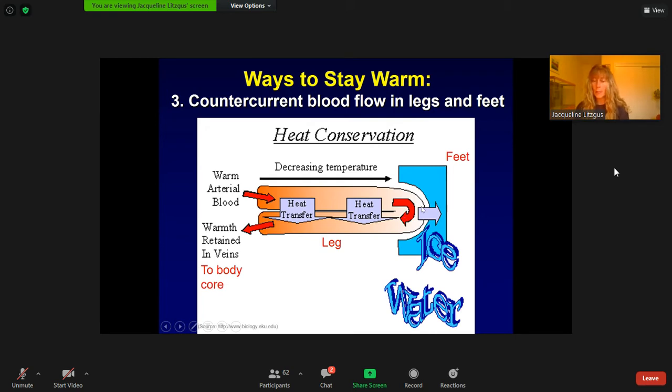So the warm arterial blood from the body core entering the limbs gives up some of its heat to the cool blood that's returning from the tip of the foot. And so this heat is returned to the body core, right? You're conserving the heat up here closer to the body core. So it keeps the core warm and the extremities end up being cool. And although the heat is transferred, the good thing is the blood is still flowing. So all the nutrients and oxygen are still getting to those extremities, even though the heat is being recaptured here.